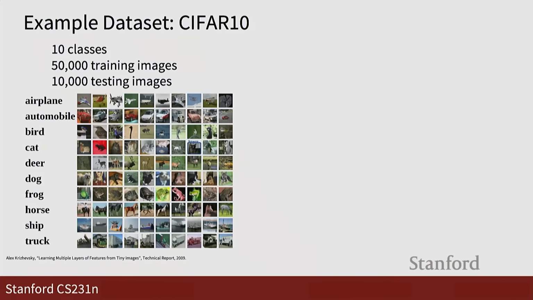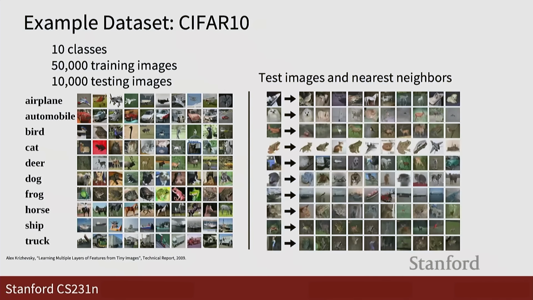It has 10 classes with a number of training images and testing images. The 10 classes, some of the examples are shown here. With nearest neighbor, for each of the testing images, if we run nearest neighbor and select the top 10 nearest neighbors, they are all visualized there.